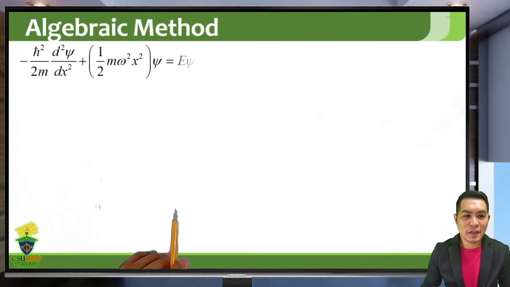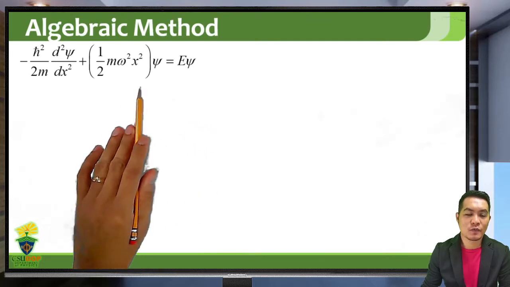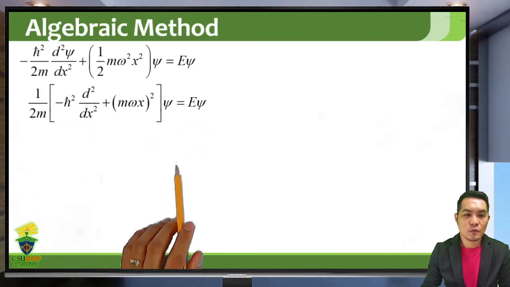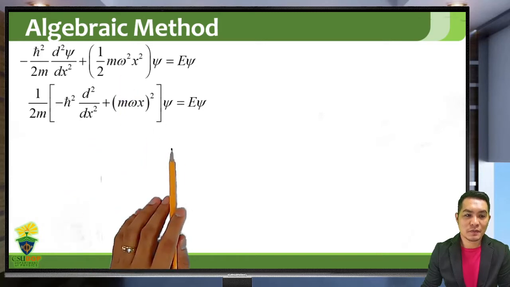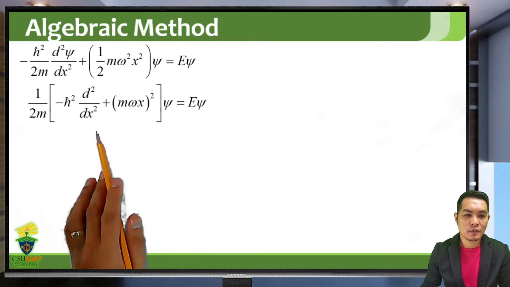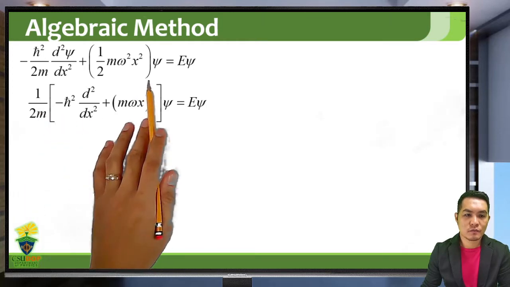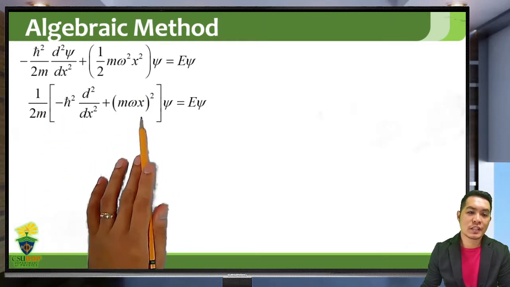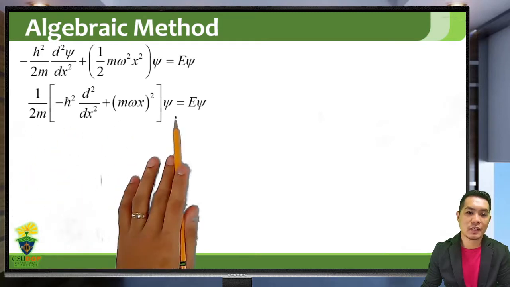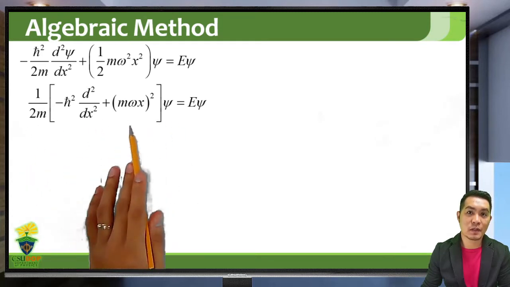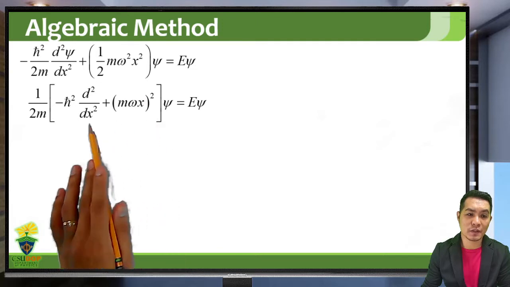In the algebraic method, we rewrite our Schrödinger equation such that it will look like this, or this is just our Hamiltonian here. We take out the differential, the Hamiltonian operator.